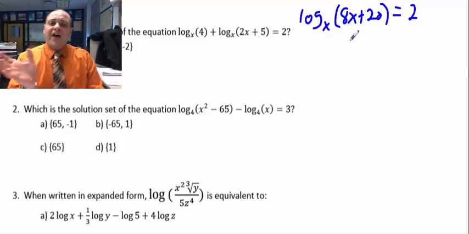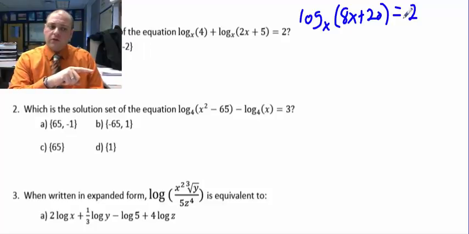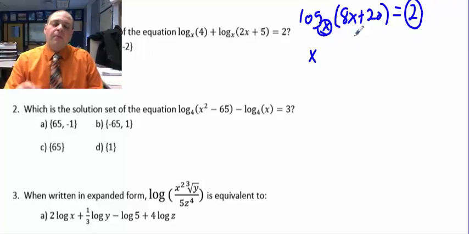Now, if we have log on both sides of the equation, you could just drop the log. But without a log on the other side, you don't have a log with the 2. It's not log of 2. It's log base x of 8x plus 20 equals 2. You have to convert this to exponential form. I take my base, which is x. This is my exponent. Remember, a log is an exponent, so x to the second, that 2 right there, equals the amount 8x plus 20. So x raised to the second power equals 8x plus 20.